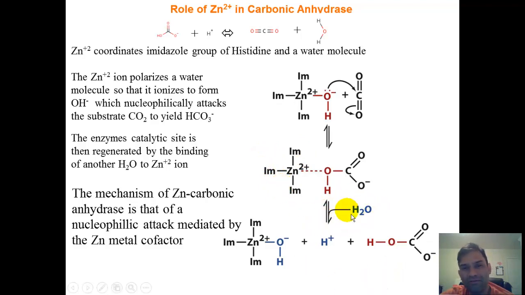Water comes into play one more time. Water cleaves this, and now you have carbonic acid. So this version of carbonic anhydrase is going here from right to left where we're making carbonic acid. If you want to go from left to right, all you do is just reverse the mechanism.